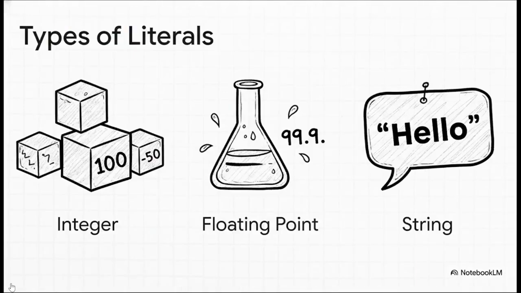Literals come in a few main flavors. An integer is just a whole number. A floating point number is one with a decimal point. And a string is just text, and it's always wrapped in quotes.